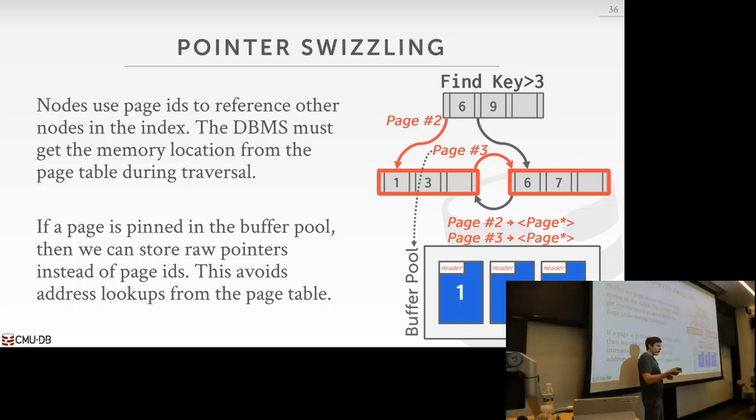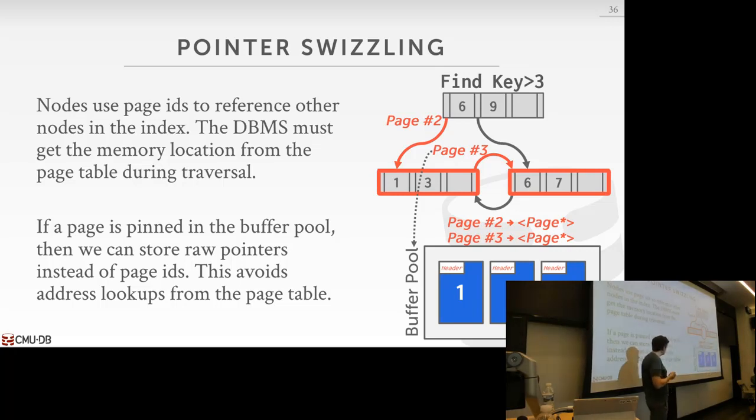So as I'm traversing, I keep going back to the buffer pool manager and saying, do this conversion from page ID to pointer. And this is really expensive because I have to protect my hash table in my buffer pool with latches, and therefore, I'm going through a bunch of steps just to get this pointer.